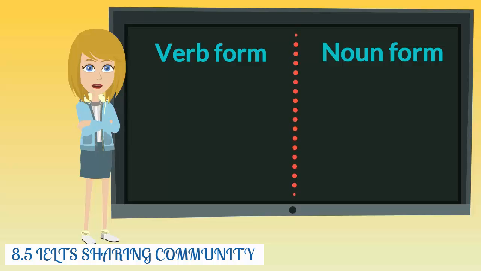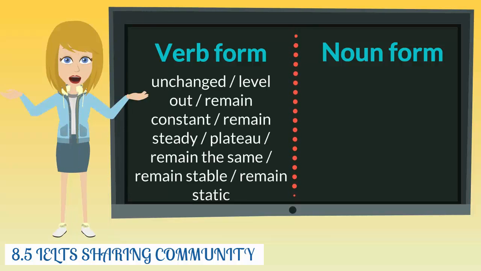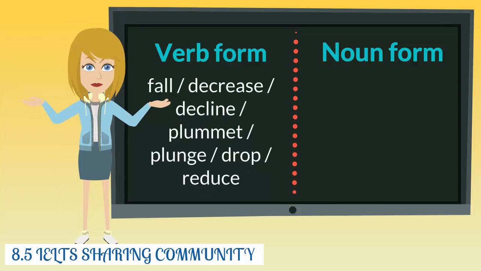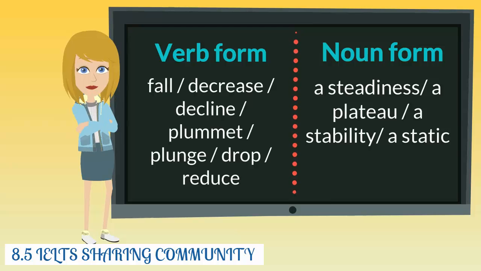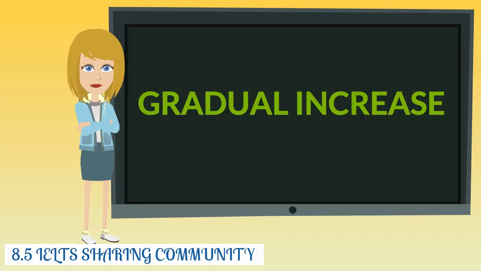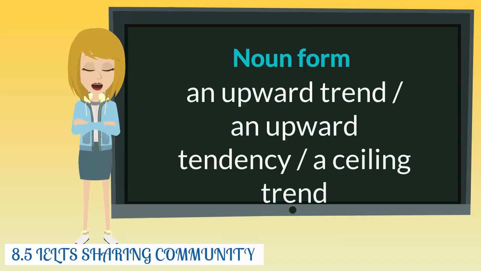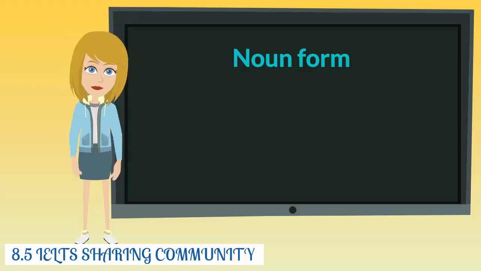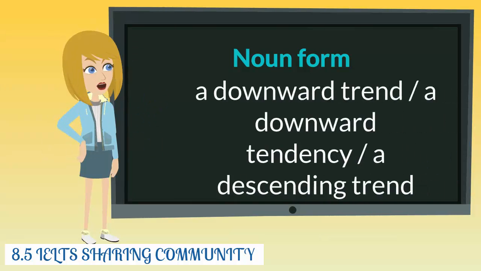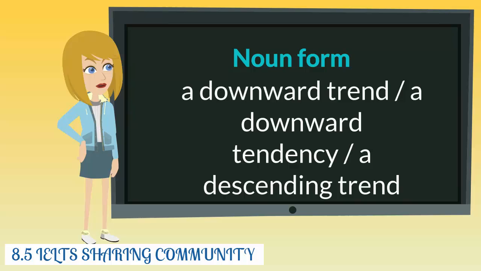Steadiness, verb form: unchanged, level out, remain constant, remain steady, plateau, remain the same, remain stable, remain static. Noun form: a steadiness, a plateau, a stability, a static. Gradual increase, noun form: an upward trend, an upward tendency, a ceiling trend. Gradual decrease, noun form: a downward trend, a downward tendency, a descending trend.